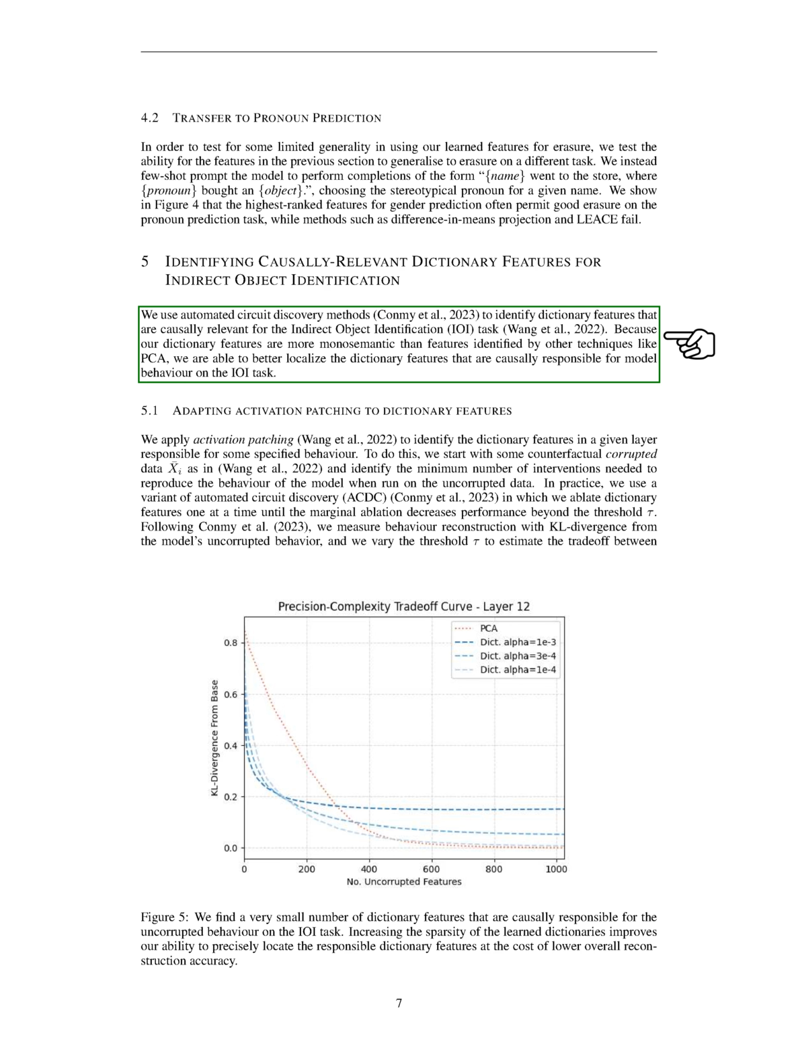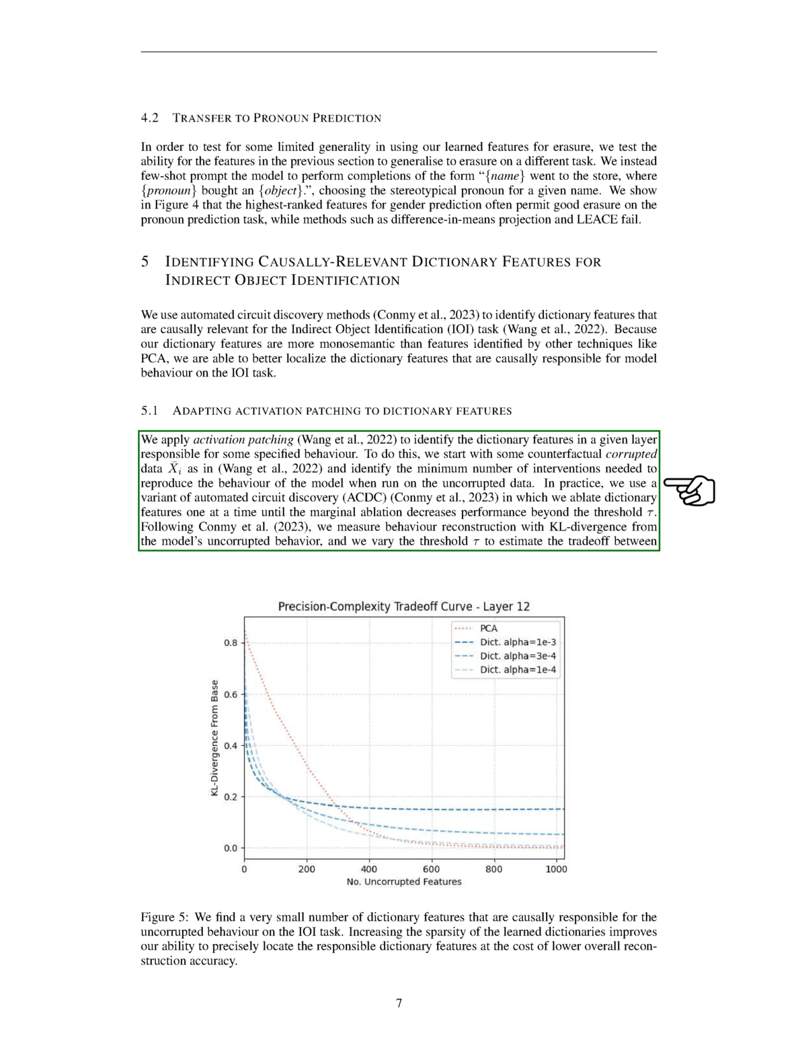Next, we'll look at how we can identify dictionary features that are crucial for the task of indirect object identification, IOI. We used automated circuit discovery methods for this, which allowed us to pinpoint the dictionary features that directly influence the model's behavior during the IOI task. Because our dictionary features are more specific in meaning compared to those identified by other techniques like PCA, we were able to more accurately determine the features that are responsible for the model's behavior.